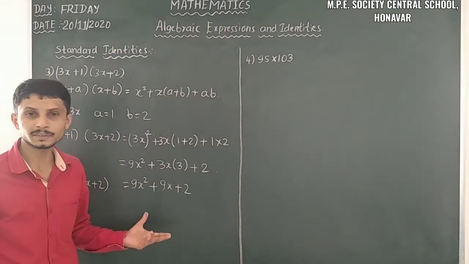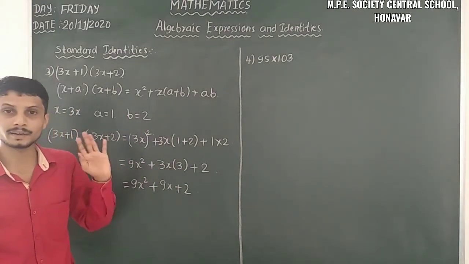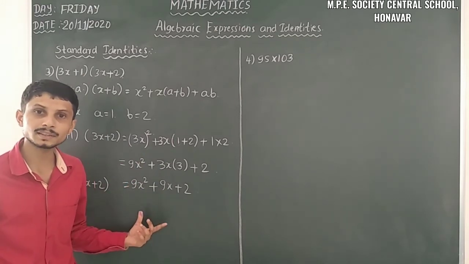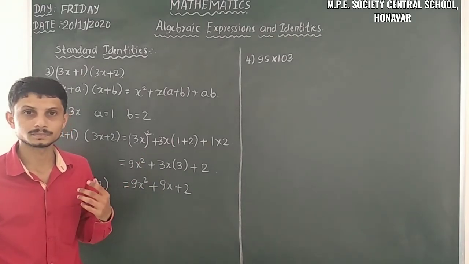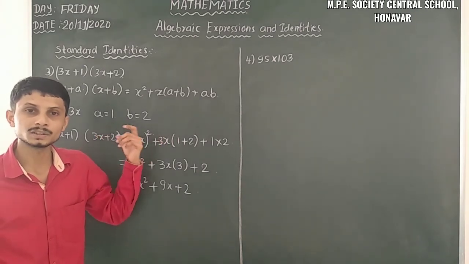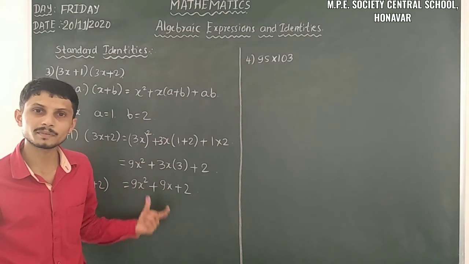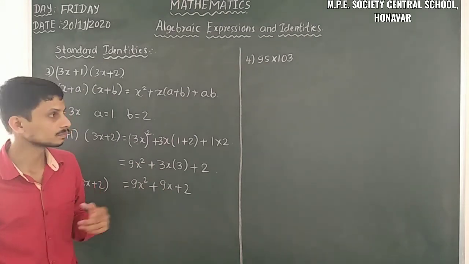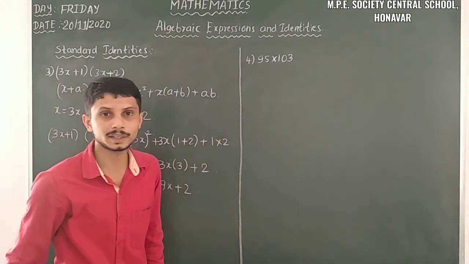So very easily we can calculate using the identity. In only 3 steps we can get the answer here. So this is the use of this identity. In a small time we can find out the answer. Then let us move on to the numerical situation.